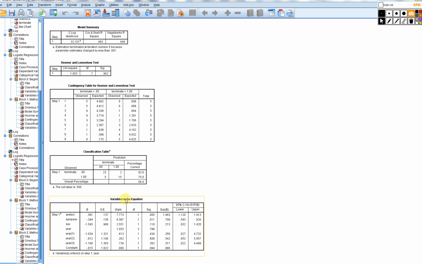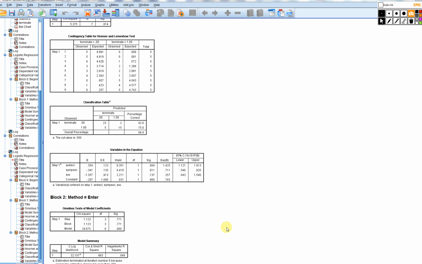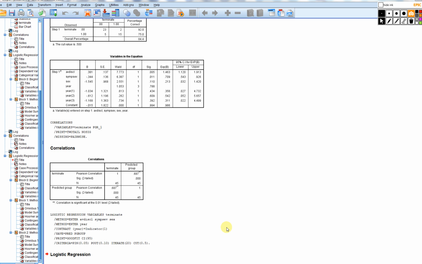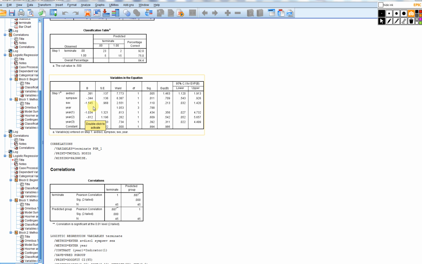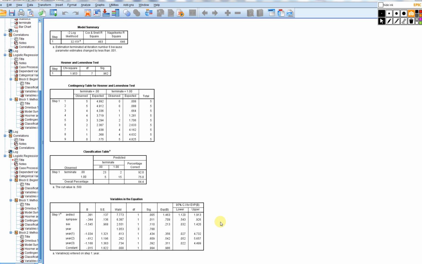So again, when we look at the variables in the equation right here, these results mirror the results that we saw earlier in the model that we ran first in this particular video. So once again, it appears that avoidance of disclosure and symptom severity are significant predictors of the likelihood of terminating within the first 2 months, whereas sex and year do not appear to be significant contributing factors.